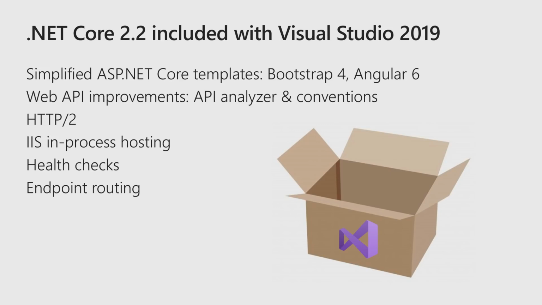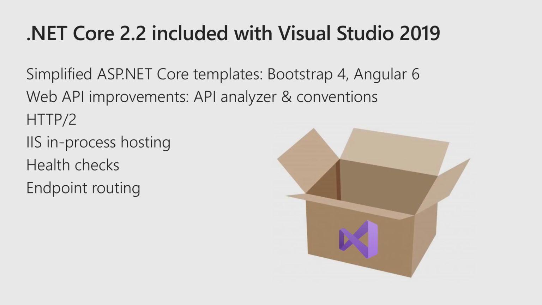We've done a lot of work on the templates to simplify them, clean them up. We've updated them to use Bootstrap 4. We also updated the Angular template to use Angular 6. Angular 7 will be coming in the next release. We did a lot of work on Web API improvements. In particular, we now provide API analyzers and conventions that make it easy to generate complete Swagger documents or OpenAPI specifications for your APIs.